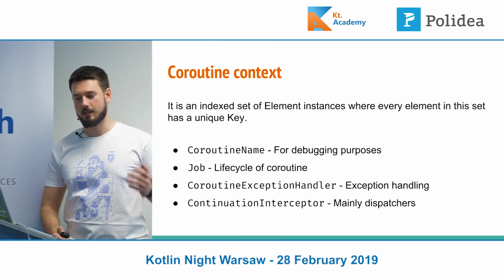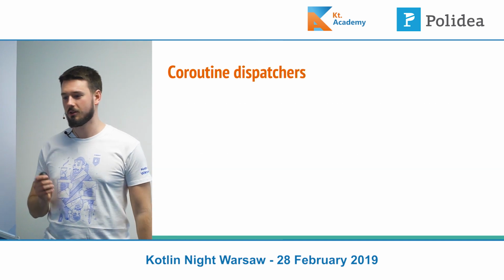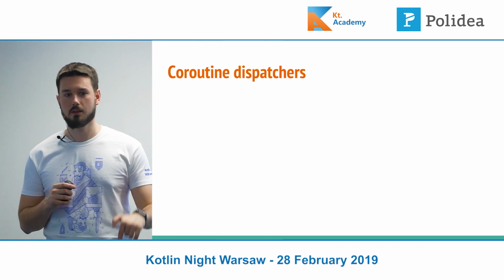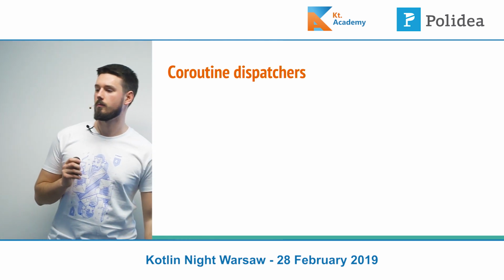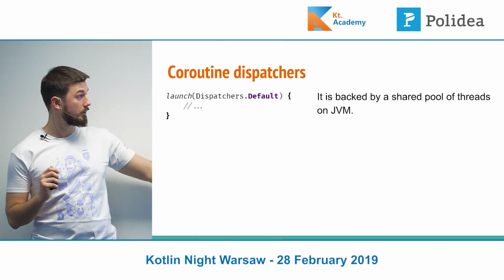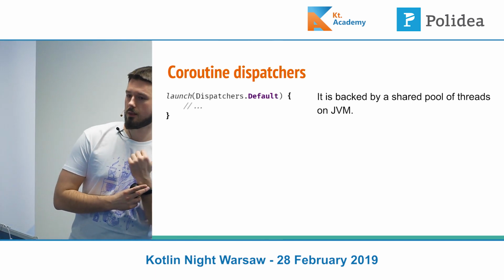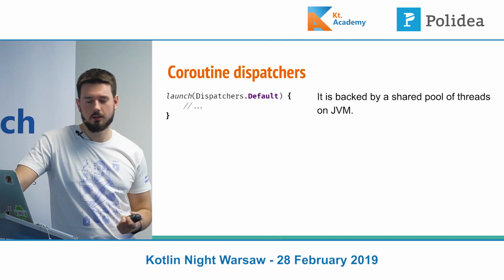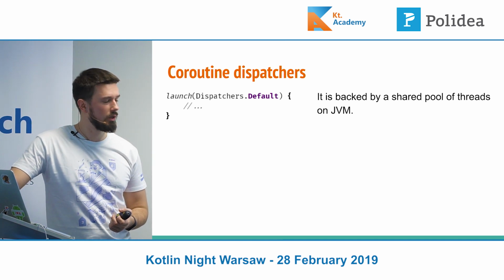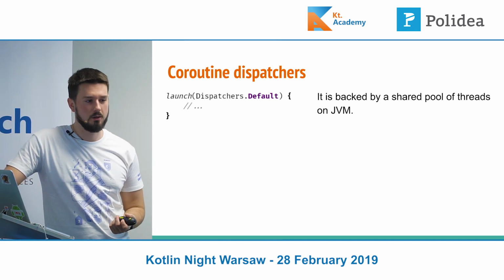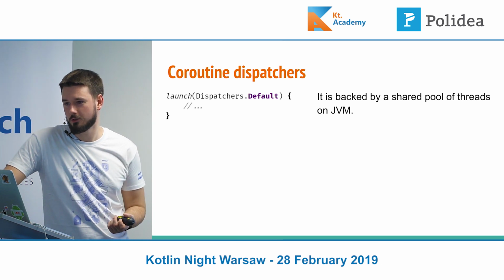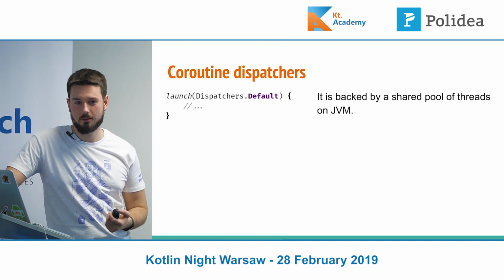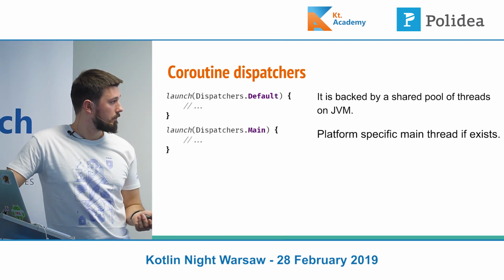And the most popular use of this continuation interceptor is the coroutine dispatcher. So coroutine dispatchers change the thread on which we run our coroutine. The default one, Dispatchers.Default, is using a thread pool. By default, the number of threads in this pool is equal to the number of cores in your processor, because those threads never wait. They are always used, so it does not make sense to have more threads in this pool than you have cores in your processor.